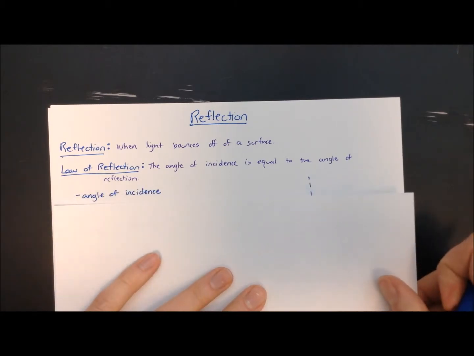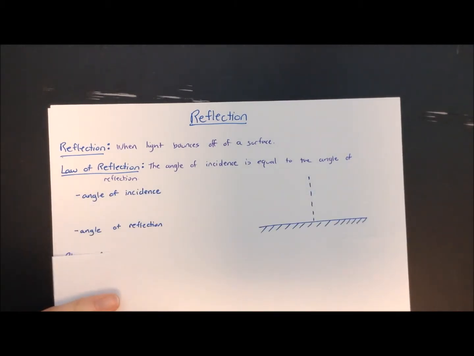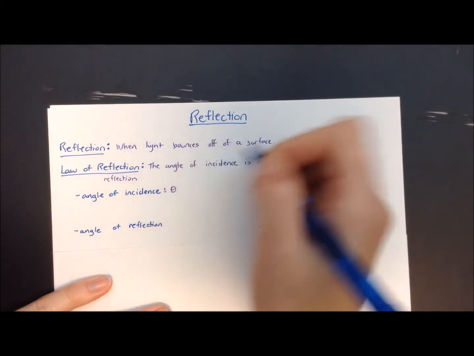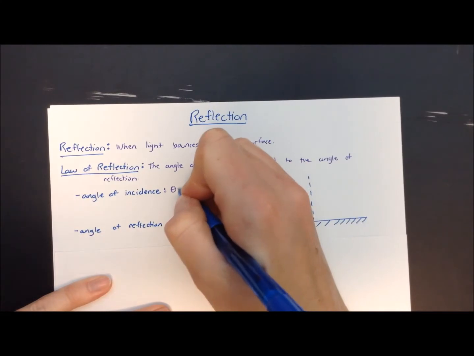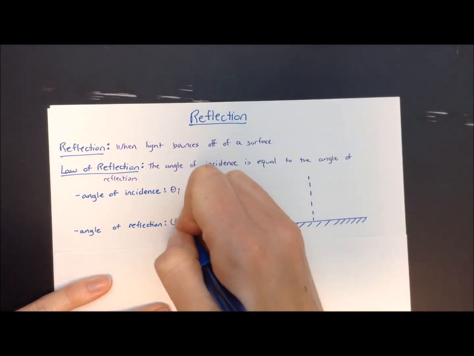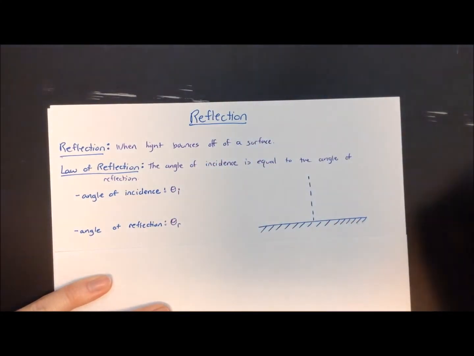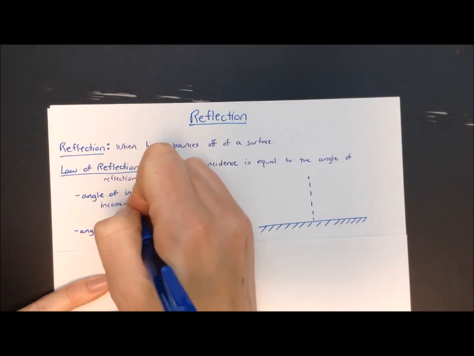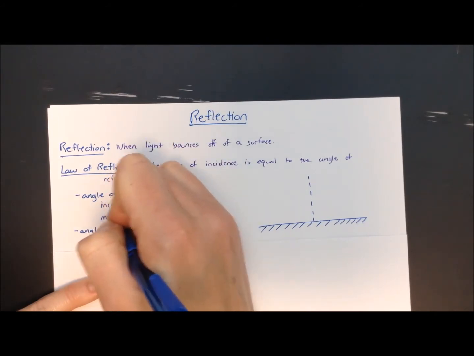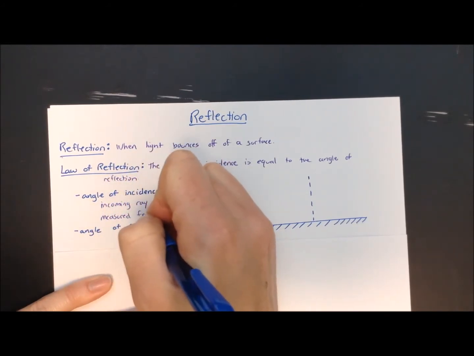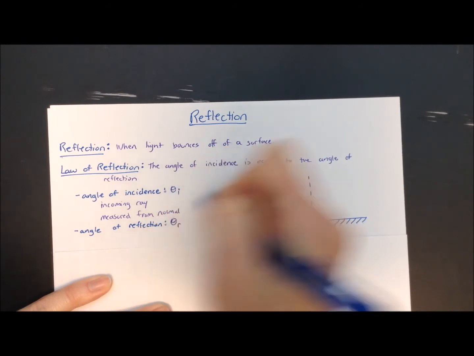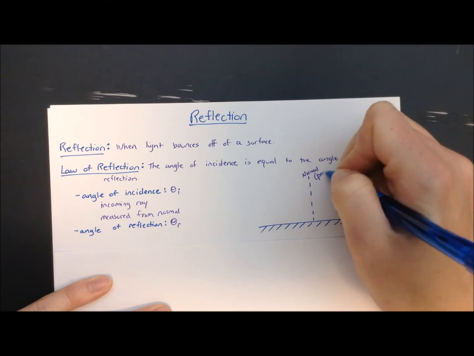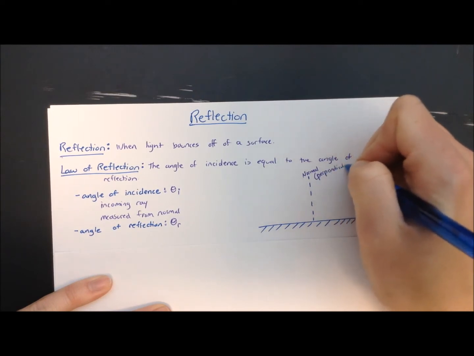So we're going to write here what these things mean, and I've got a picture here. So we've got angle of incidence and angle of reflection. First off, we use theta, that Greek letter theta, with a little subscript I for incidence, and we use theta with a little subscript R for reflection. And when we talk about the angle of incidence, we're talking about the incoming ray, and we have to measure it from the normal. This right here is the normal. That's a line that is perpendicular to the surface.